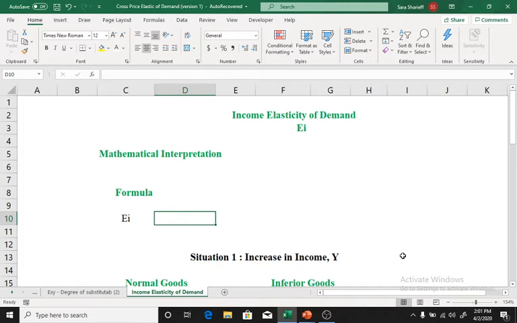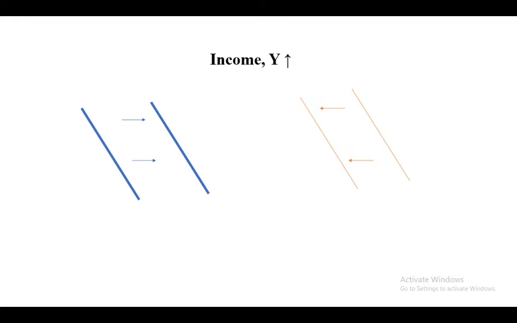Alright, now we are going to study the third type of demand elasticity, income elasticity of demand. From our previous lectures, we already have an idea that when income increases, there are certain goods whose demand curve shifts right, and there are some goods whose demand curve shifts left. Goods whose demand increases with an increase in income are known as normal goods. Goods whose demand decreases with an increase in income are known as inferior goods.